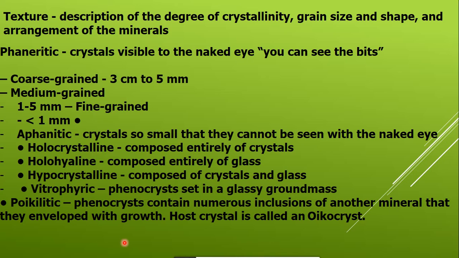Holocrystalline is composed entirely of crystals. Holohyaline is composed entirely of glass. Hypocrystalline is composed of crystals and glass. Vitrophyric is phenocrysts set in a glassy groundmass. Poikilitic texture is where a crystal contains numerous inclusions of another mineral that it enveloped during post-crystallization growth, called an oikocryst. We will see poikilitic texture in the last slide.